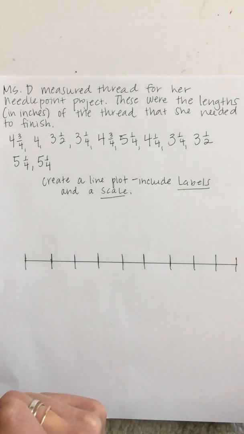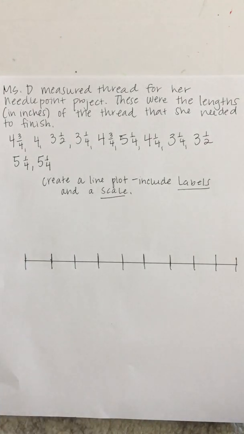5 1/4 again. And I know that you're probably thinking, well, there's some repetition there. I see some lengths that are the same. And you have to remember that that's okay, because that just tells you that I might have more than one piece of thread that is the same length, or more than one piece of thread that I need. Maybe that they are different colors, but I need the same length of that thread. And this line plot is going to show us how much I need.